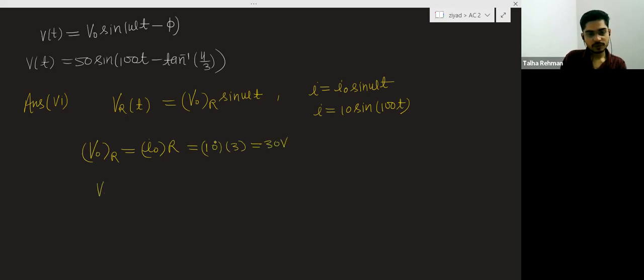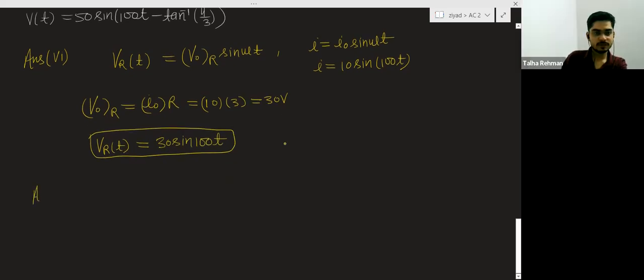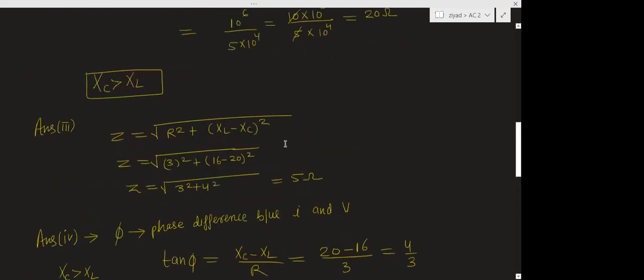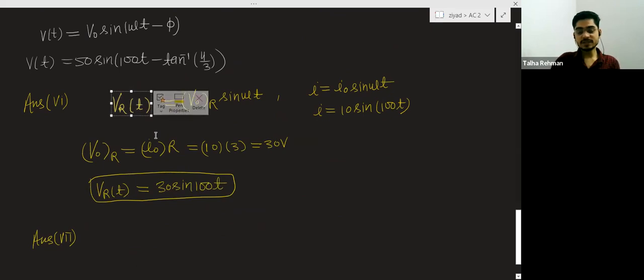Now voltage across the resistance is equal to, instead of V naught R, I will put 30. So this will become 30 sine, omega is 100, 100 t. So this was for resistance, right? This is the voltage across the resistance with time.